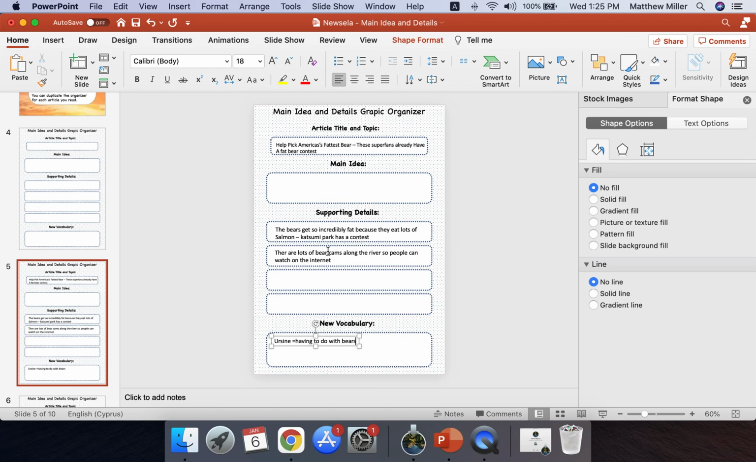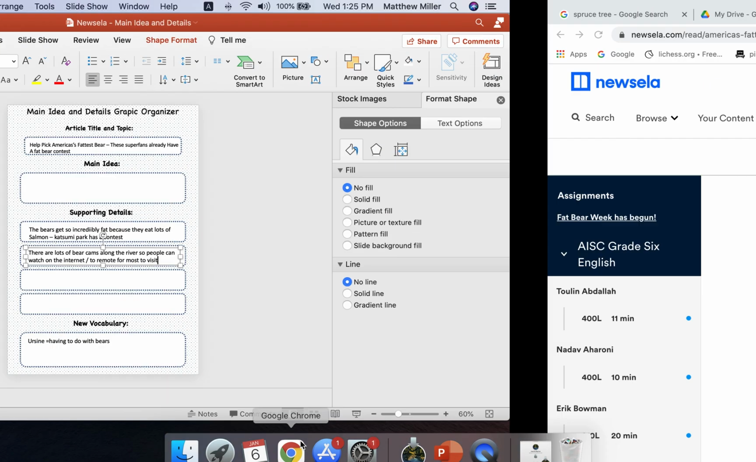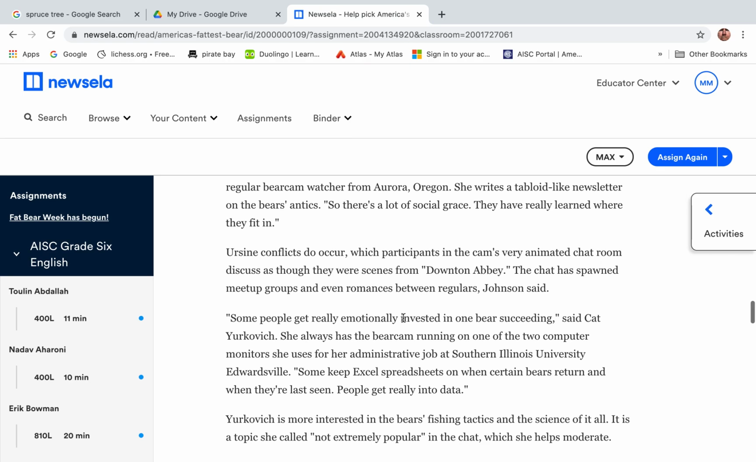Katmai National Park. And what's really also important about watching the internet, too remote for most to visit. Yeah, that's an important part of this fact, is that why does everybody watch on the internet? Because you can't go there really and see it because it's so far away. Okay, that was important.